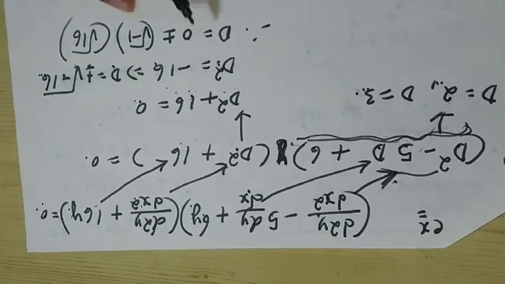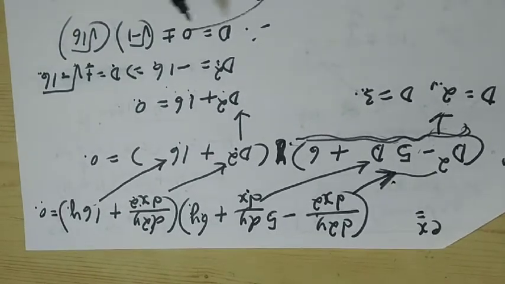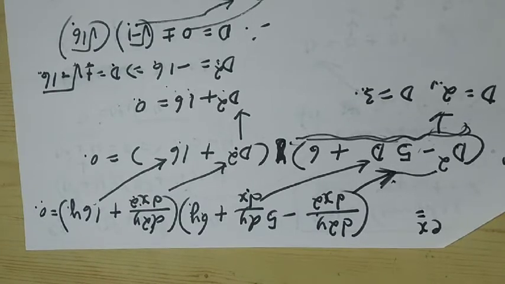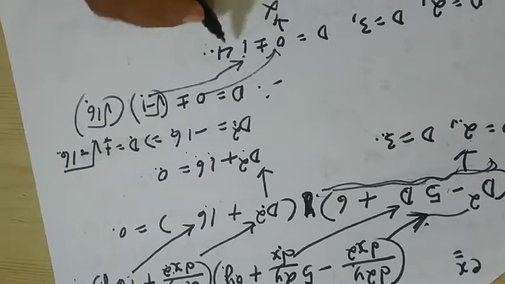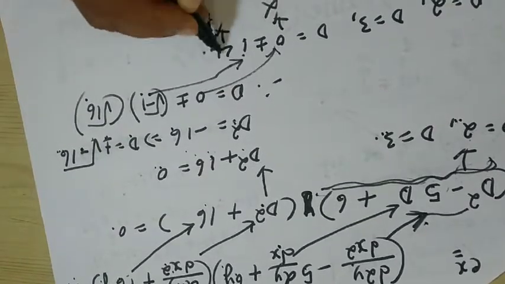So therefore D is equal to 0, I have written that as it is, root of minus 1. What is root of minus 1? Observe, square root of minus 1 is i. Square root of 16 is 4. So D is equal to 0 plus or minus i into 4. So what is this? This is alpha. What is this? Beta is equal to 4.